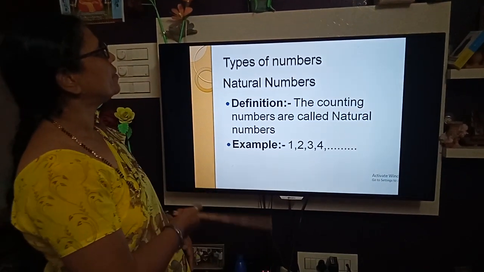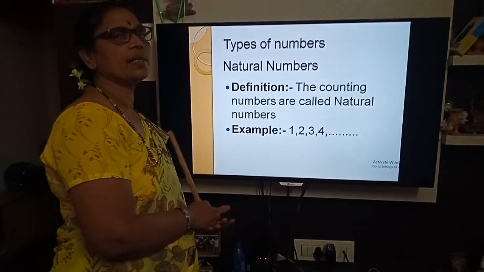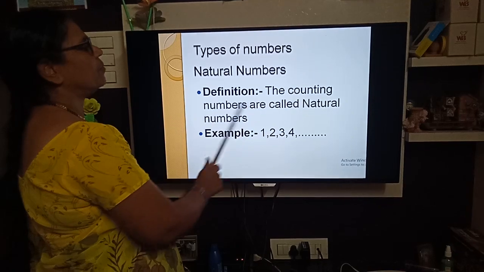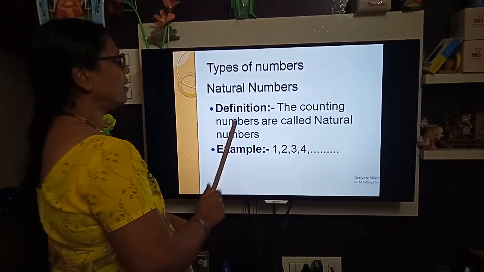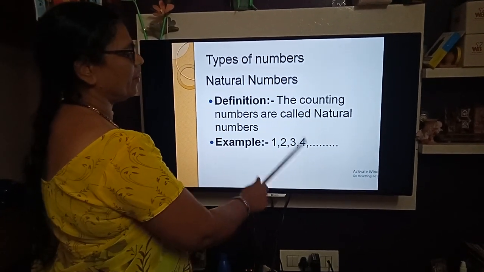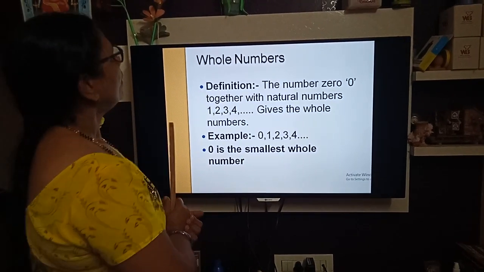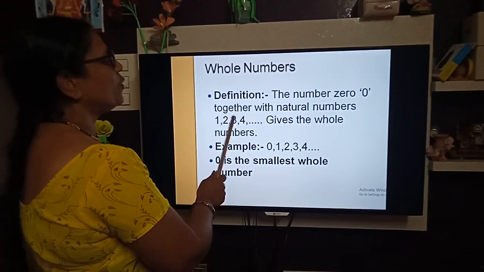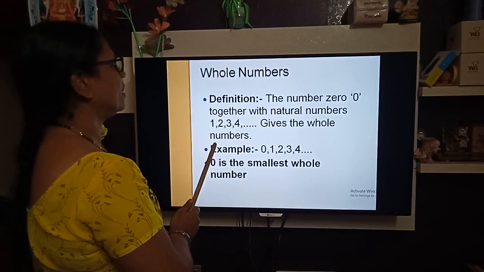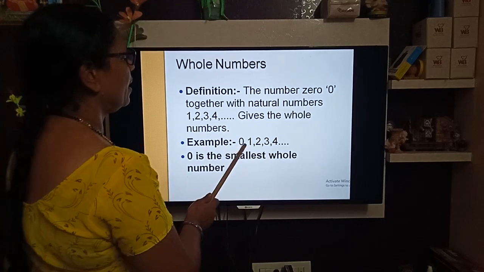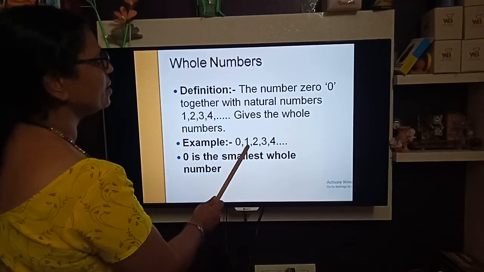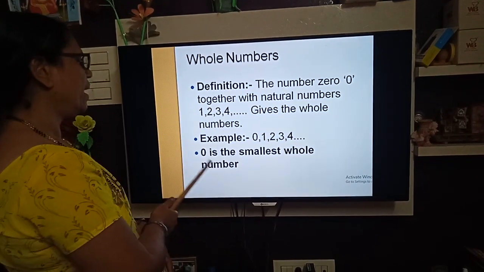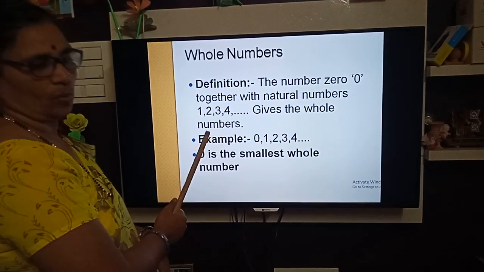These many points we are going to discuss. Very first one is types of numbers. It's a very easy thing. Since the beginning you are learning this. Definition of natural numbers: the counting numbers are called natural numbers, that is 1, 2, 3, 4 and so on. Next is whole numbers. The number 0 together with natural numbers gives whole numbers. Here 1, 2, 3, 4 are natural numbers, together with 0 it makes the set of whole numbers. And 0 is the smallest whole number.